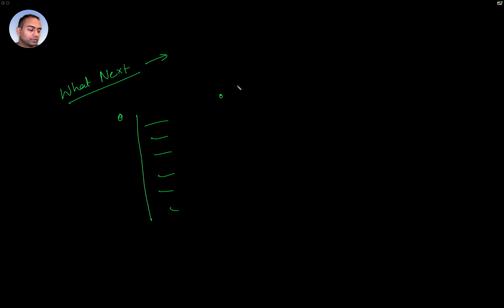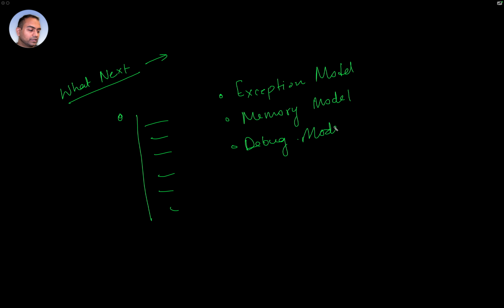The second thing, obviously, is the exception model that we left out, right? And then there was the memory model and then the debug model. And then after all of this, maybe writing some code, that would be like the nice next step.